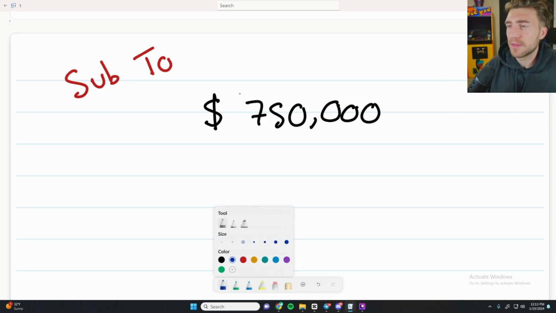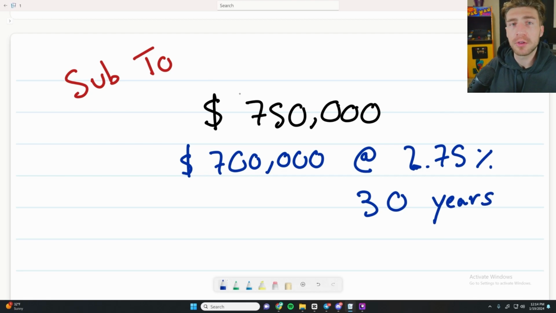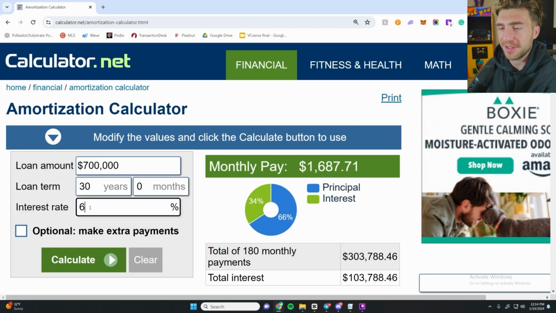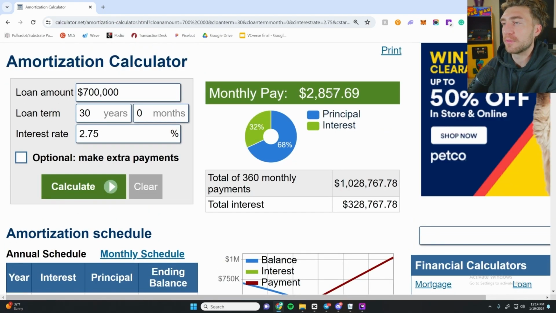So 750,000. We are just going to say that the mortgage is 700,000 at 2.75%. All right. Bear with me. I know I don't write well. 2.75% for 30 years. Now, what is our monthly payment? Well, let's use an amortization calculator. Okay, here we go. 700,000. If you've never used an amortization calculator, you're missing out. This is my favorite hobby. 2.75%. This tells you how much our monthly payments are going to be. All right, so your monthly payments are $2,857 a month.